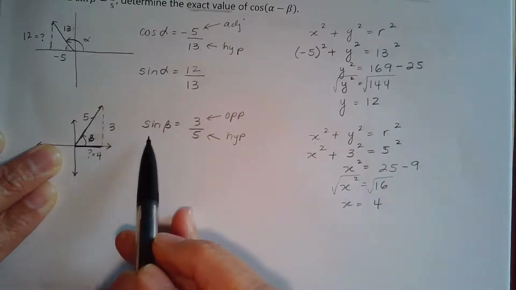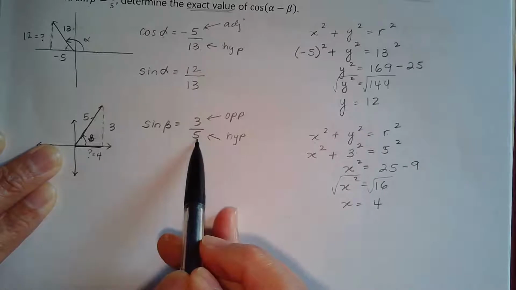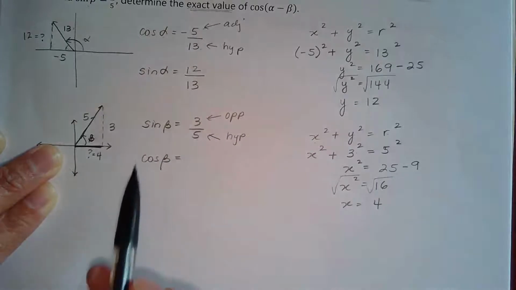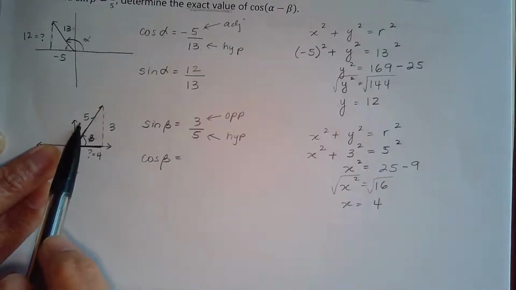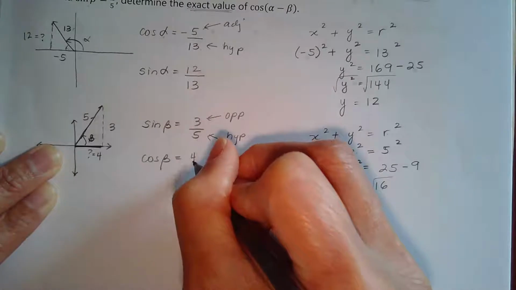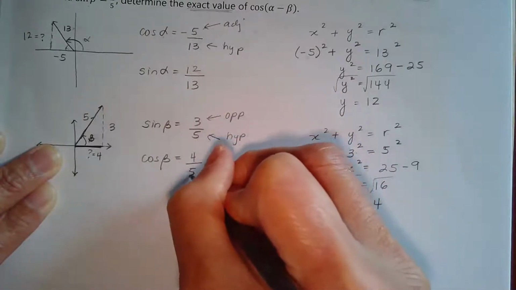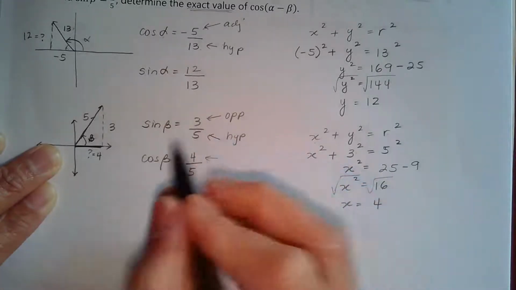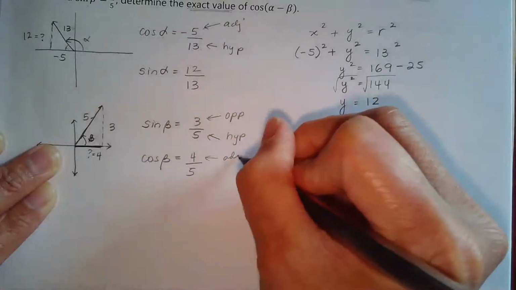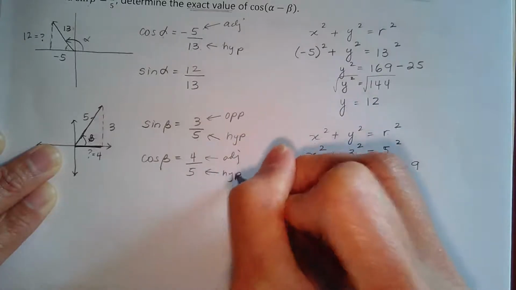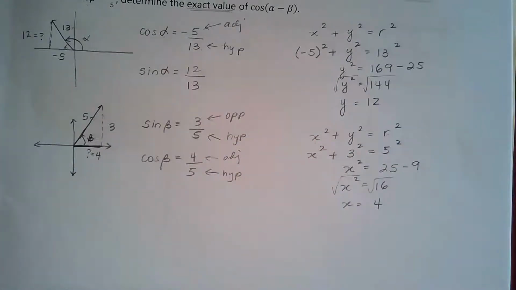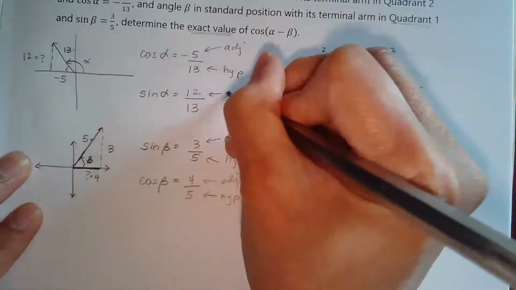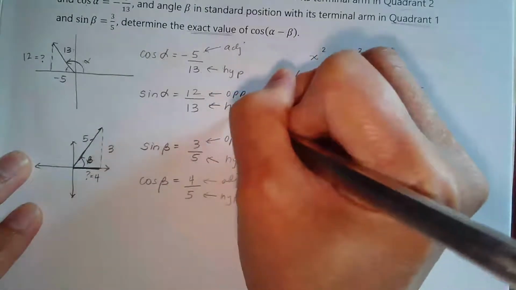So if sine of beta is 3 over 5, then the cos of beta equals adjacent over hypotenuse, which is 4 over 5. Okay, so I'm just going to write here, adjacent over hypotenuse. Okay, great. I might as well put that in here. This is going to be opposite over the hypotenuse.